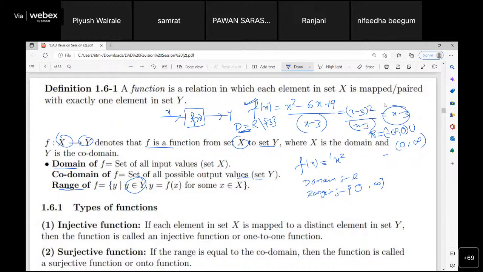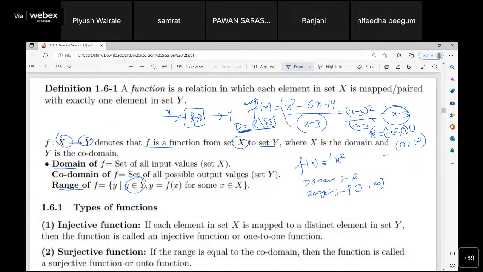Correct, because you're saying that x minus 3 term is coming in the denominator, but what I'm saying is it's getting cancelled, so it gets simplified to x minus 3, right? So the range and the domain should be all real values of x, because finally it is like a line.